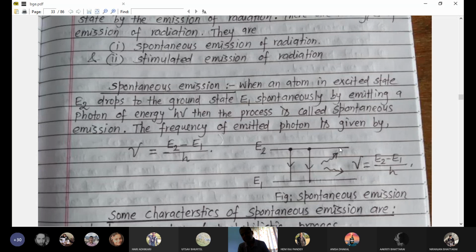You can go out from the classroom according to your interest, and that is called spontaneous emission of radiation.